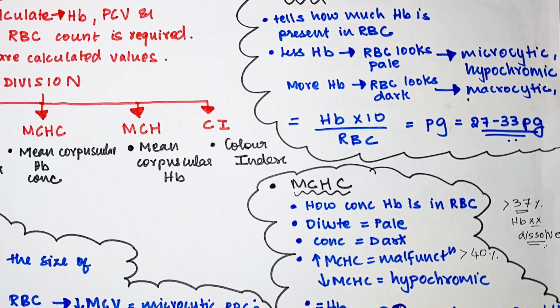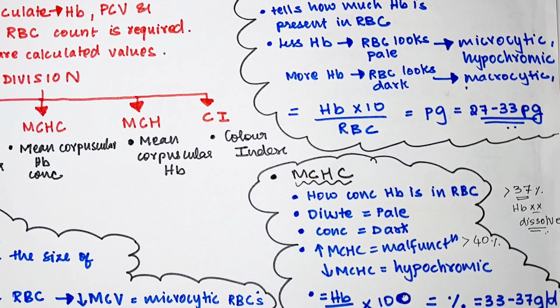Now, there is a limit for each and everything that is existing in nature. Similarly, there is a limit to the dilution of the hemoglobin concentration. That limit is 37 percent, beyond which hemoglobin cannot dilute anymore. It has gone beyond the limits, it has gone beyond its physiological upper limit.